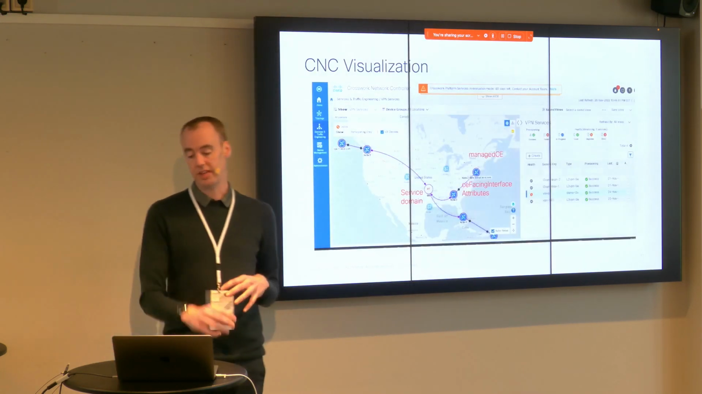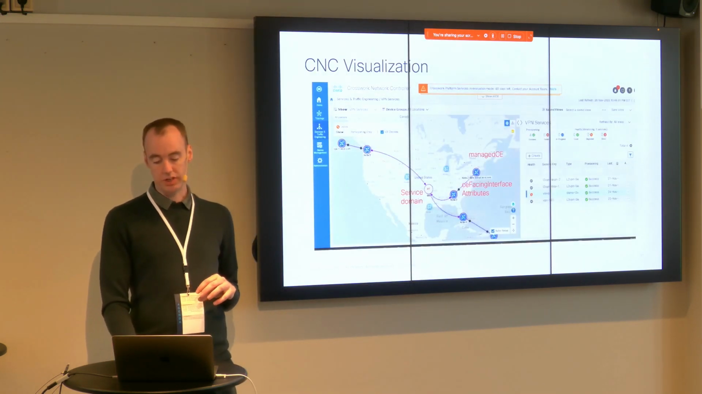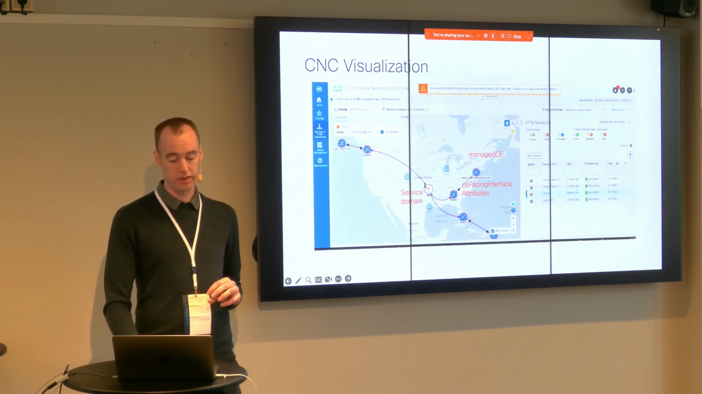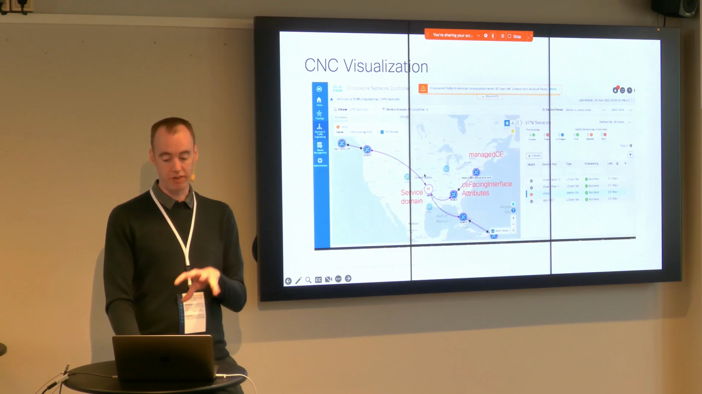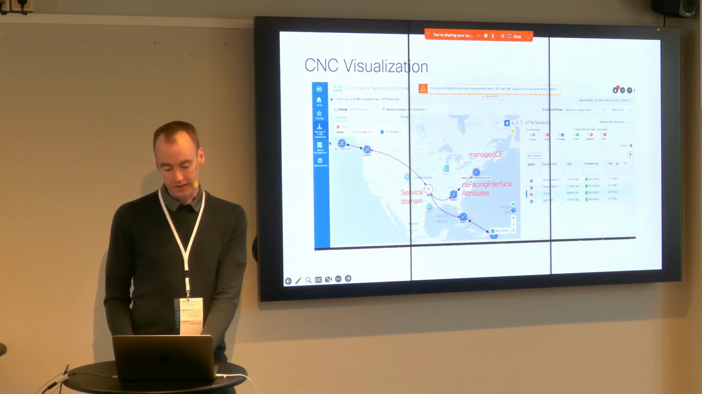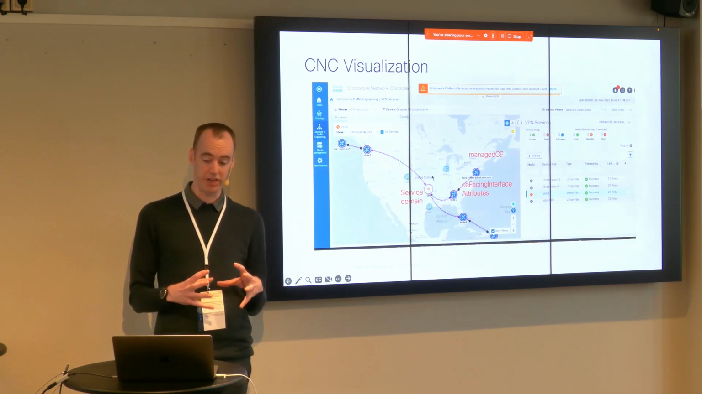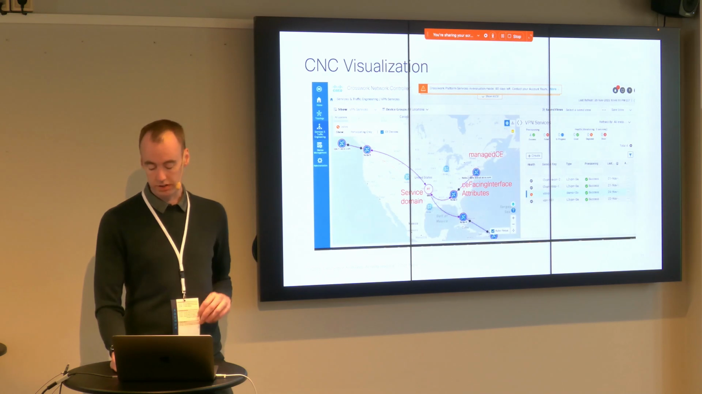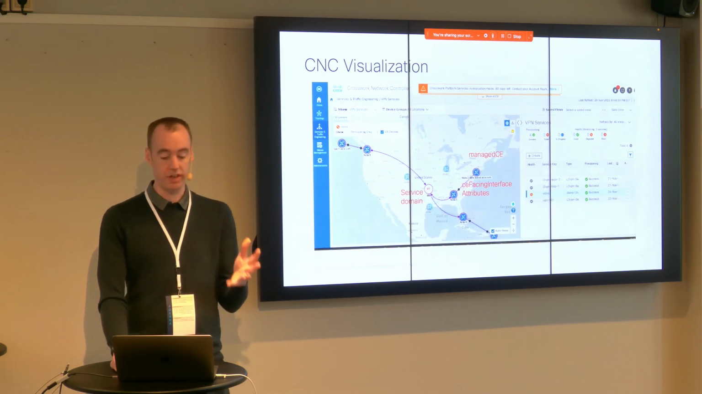So this is the kind of thing you can do. So this is how a service looks in CNC. Now, what's different here to the example service you get from CNC, we've added. So normally CNC would only visualize the PEs. So you can see the CEs have been added here, and the route target is being shown as the service domain. So this is a slightly different visualization that I'll show again in the demo.